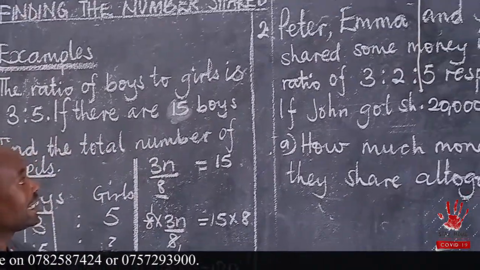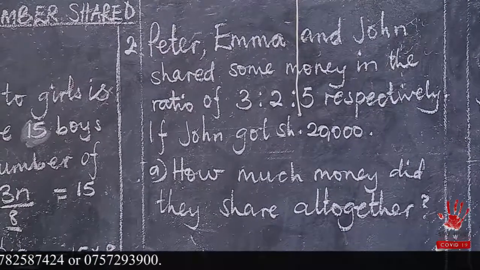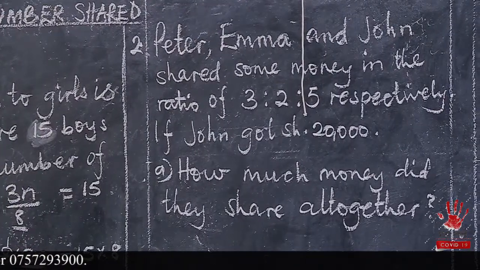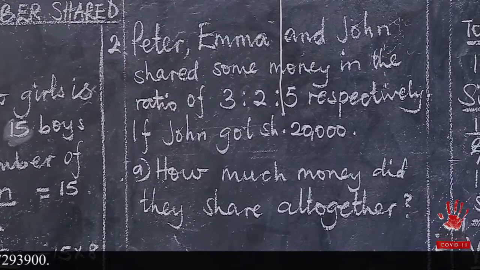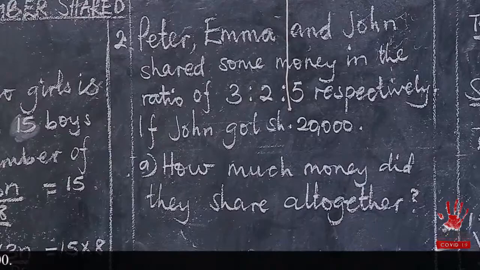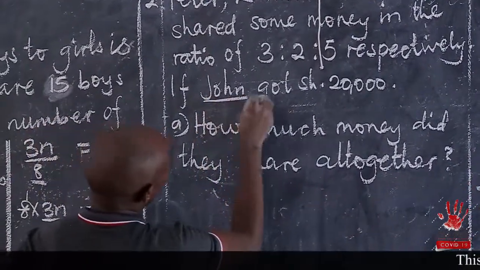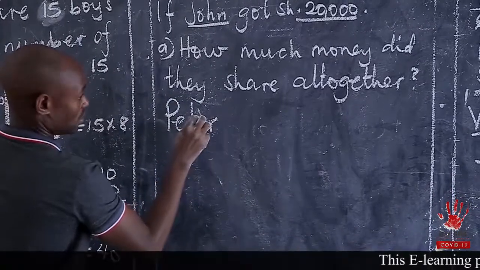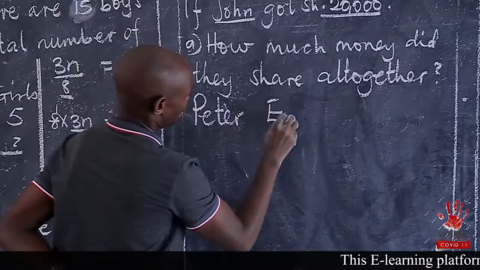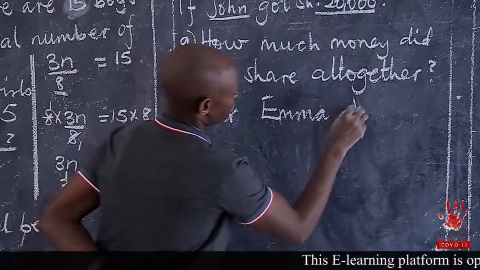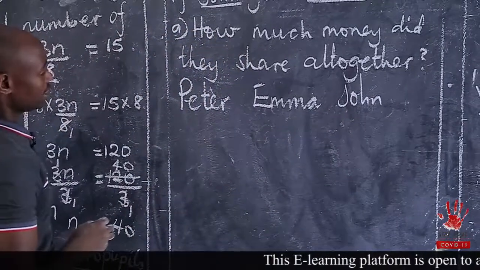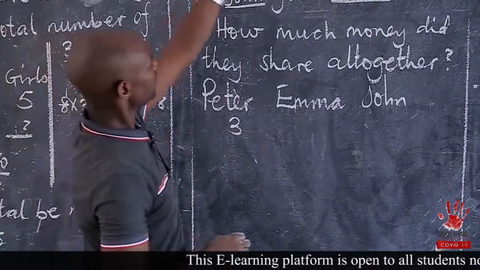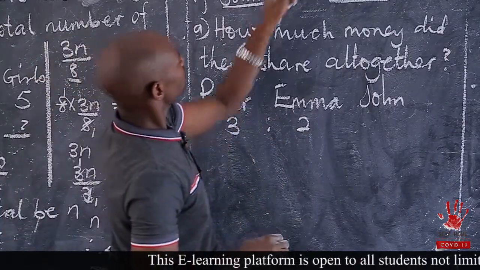Okay. Peter, Emma, and John shared some money. The amount of money is not known. In the ratio of 3 to 2 to 5 respectively. If John got 20,000 shillings, how much money did they share all together? So we have been given what John got after sharing. So we are going to have Peter, then we have Emma, then we have John. Their corresponding ratios are, the first name is Peter, which goes for 3. Emma, 2. John, 5.